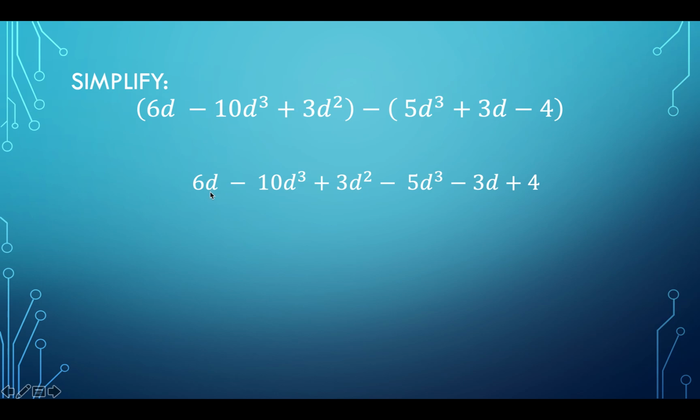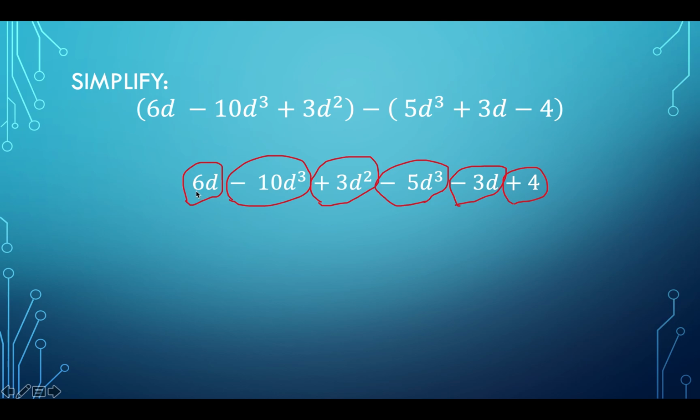So I'm left with 6d minus 10d cubed plus 3d squared, because none of this in the first set changes, it's just that second set: minus 5d cubed minus 3d plus 4. Now I go ahead and circle each of my terms with the sign that's in front of them. Okay, now I can start combining.